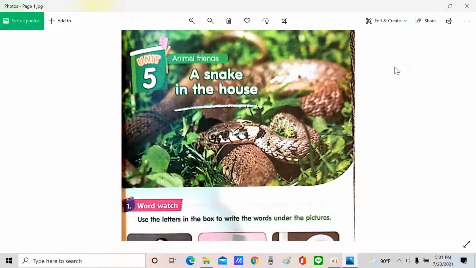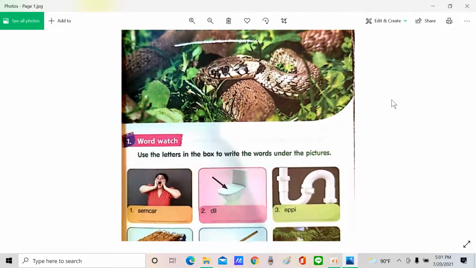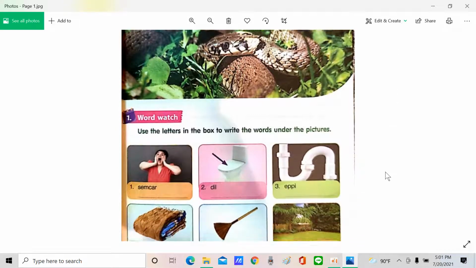What's the title again? The title is A Snake in the House. So it means you found, or there is, a snake in the house. Not outside, not in school, not in the mall, not anywhere, but in the house. So we are going to learn today in this story what we should do or what happened to the snake in the house.